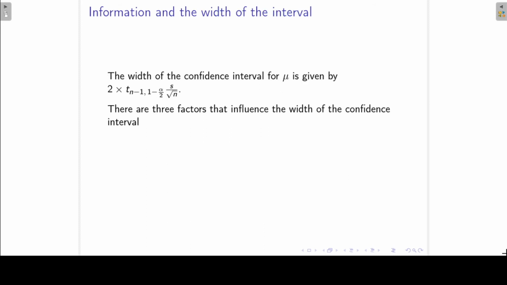Now there are three factors that will influence the width of the confidence interval. First of all, we have the t-value. Now the t-value is actually a reflection of the confidence level. So the higher the confidence, the bigger the t-value and the wider the confidence interval. Then the second factor is the variation within my data, and that is reflected in s, the sample standard deviation. And then the third factor is my sample size n. Now because I divide by the square root of n, it means that the bigger my sample size, the narrower my confidence interval.